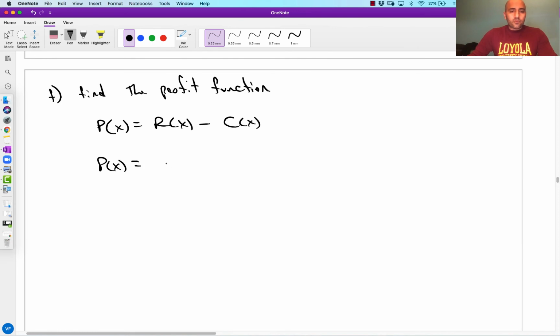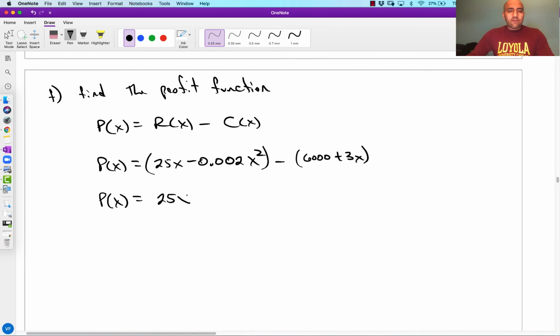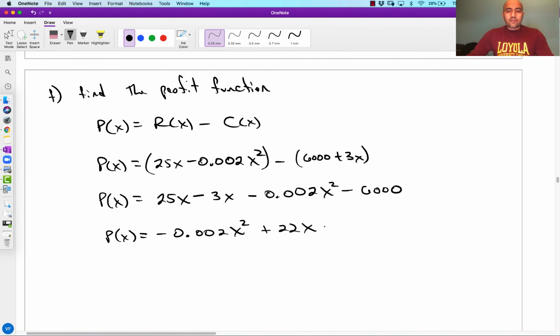So P of x is going to be equal to the revenue function, which was 25x minus 0.002x squared, that's the revenue, minus the cost, and the cost was 6,000 plus 3x. Be careful with the sign because it needs to be distributed. So the profit function is equal to 25x minus 3x when I distribute there. And then it'll be minus 0.002x squared minus 6,000, which simplifies into negative 0.002x squared plus 22x minus 6,000. Okay, so here's our profit function, and let's graph it. Again, let's use Desmos to graph the whole thing.